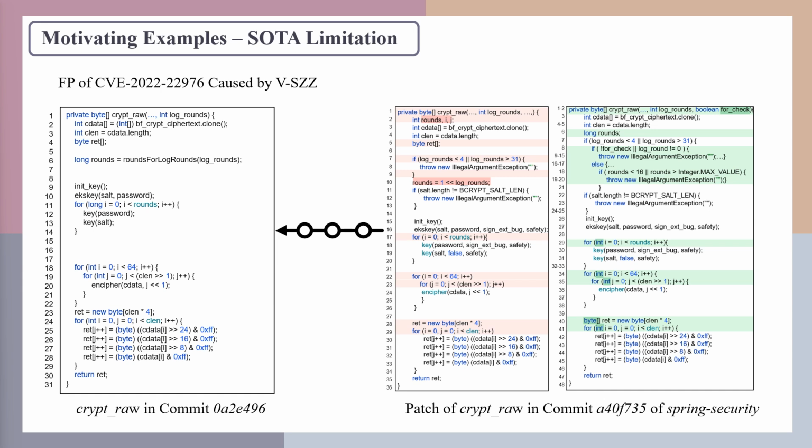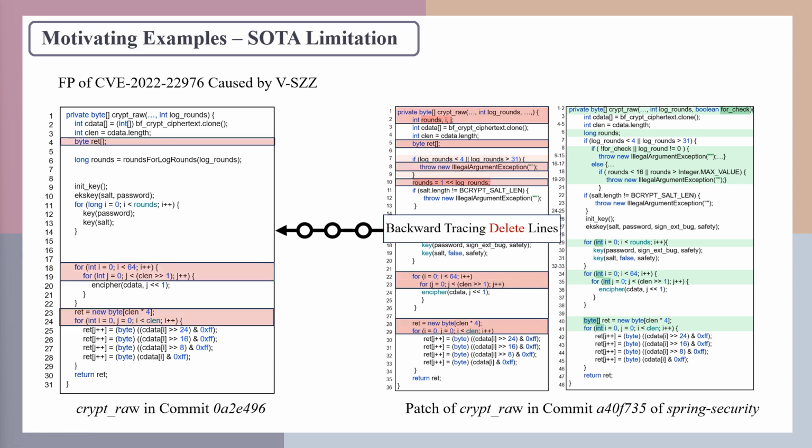The vulnerability root cause is that when using the bcrypt class with maximum work factor 31 for log rounds, the encoder does not perform any salt rounds due to an integer overflow error, which occurs in line 10 in the pre-patch method. VSZZ is one of the SOTA approaches to trace the deleted lines within a patch to the inducing commit of the vulnerability. There are 2 main limitations of VSZZ.